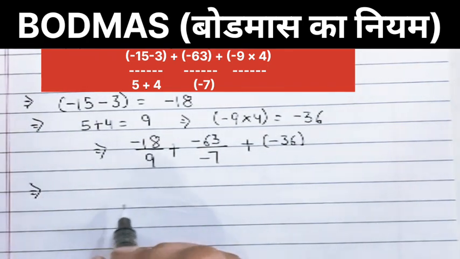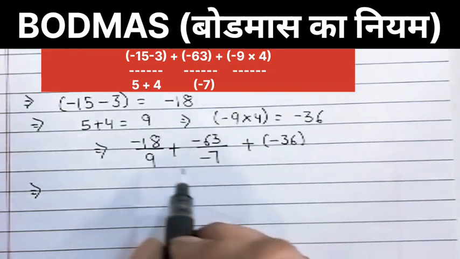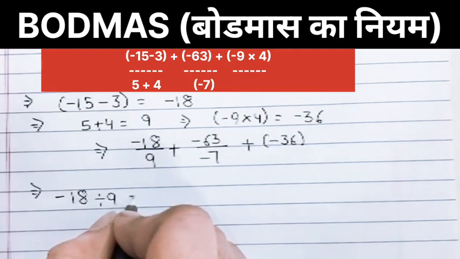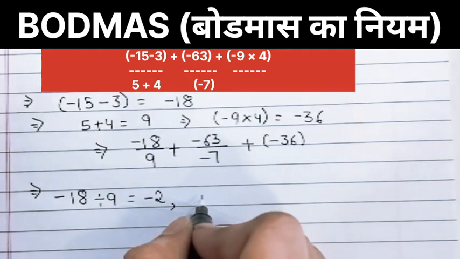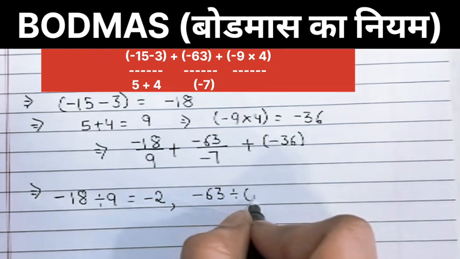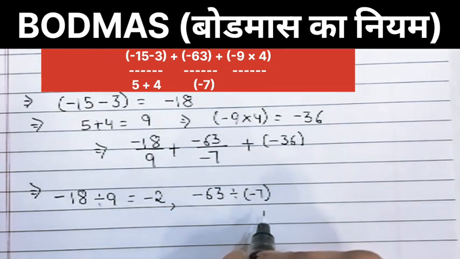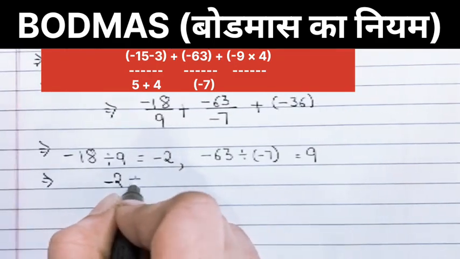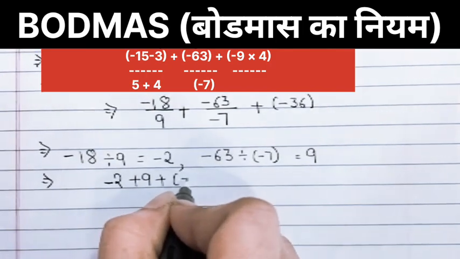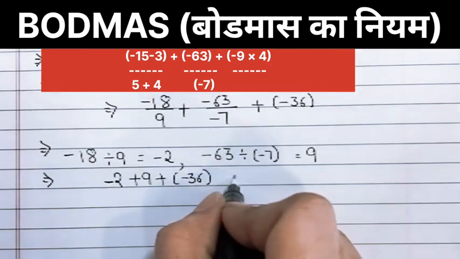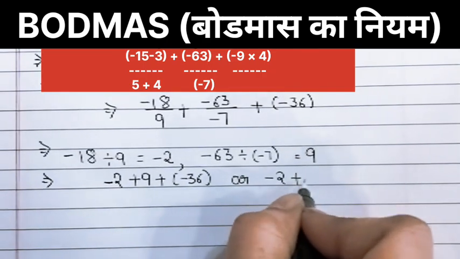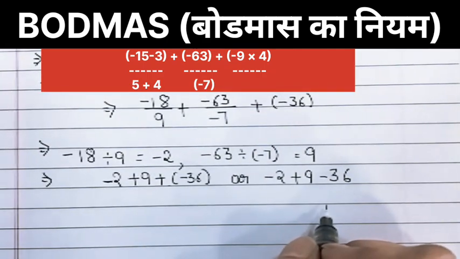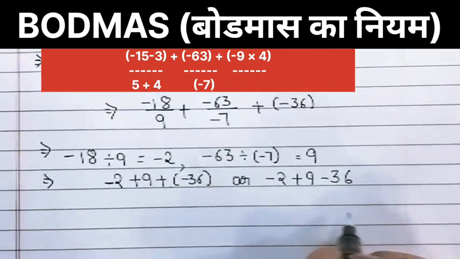Now, next step is division. We perform the division represented by the fraction. So now as you can see here, the first fraction says minus 18 divided by 9 equals minus 2, and the second part is minus 63 divided by minus 7. Dividing two negative numbers results in a positive number, so the answer will be 9. So now the expression becomes minus 2 plus 9 plus minus 36, or you can write it as minus 2 plus 9 plus minus minus 36. According to this step, division is the next priority after the brackets are cleared.